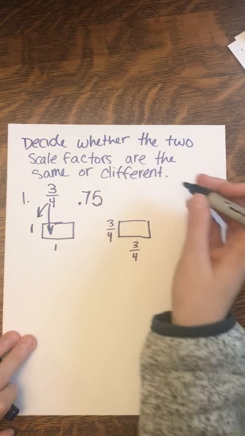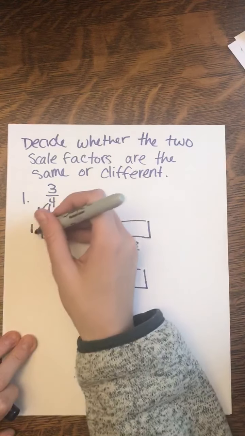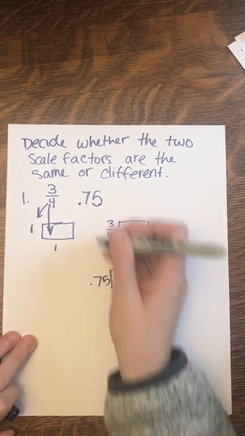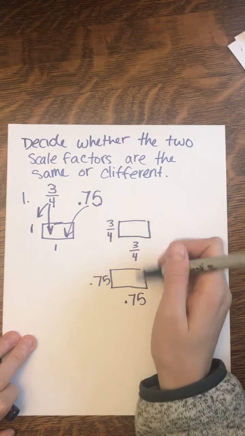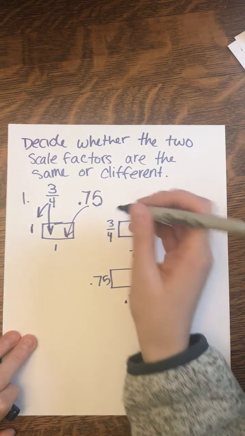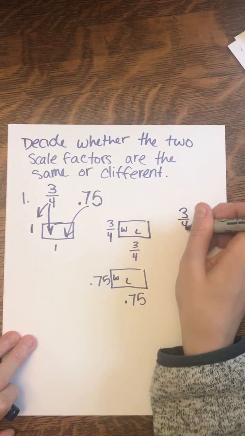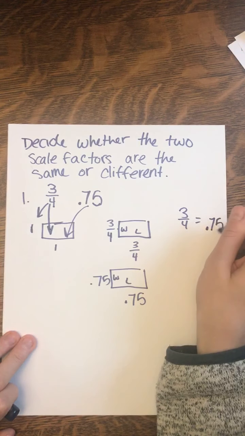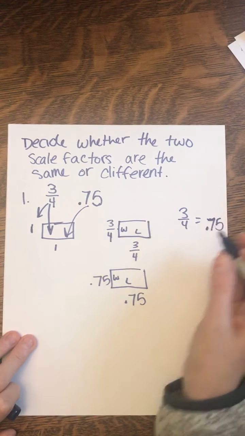And let me do that with 0.75 this time. So 0.75 times 1 is 0.75. 0.75 times 1 is 0.75. Are these rectangles the same? Are the width and the length the same? Well, we know 3/4 is equal to 0.75 or 75/100. So yes. Question 1, the scale factors are the same.